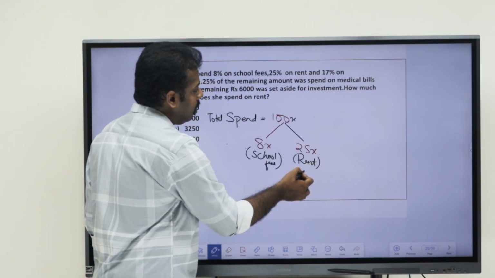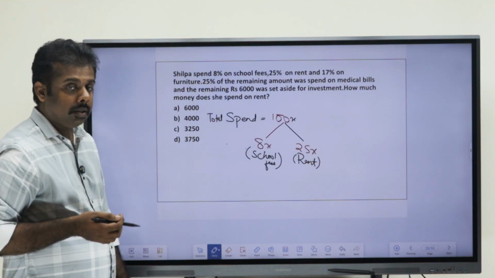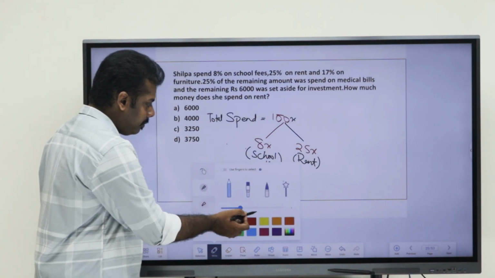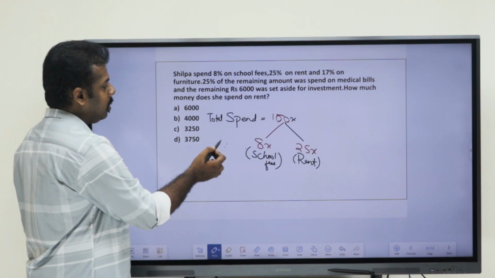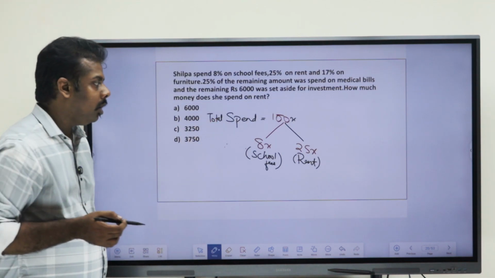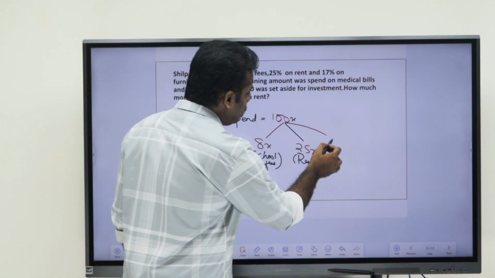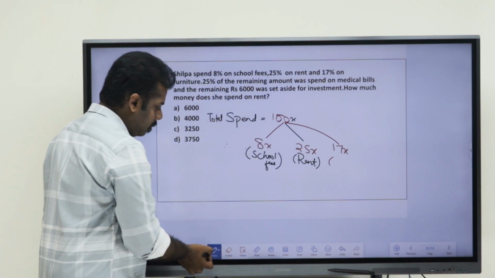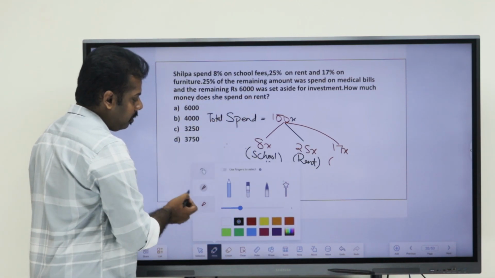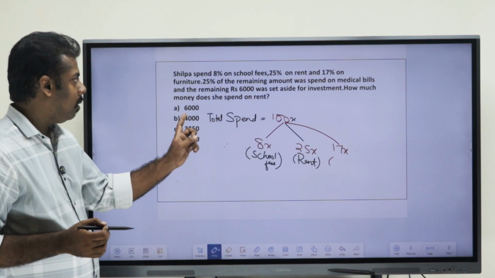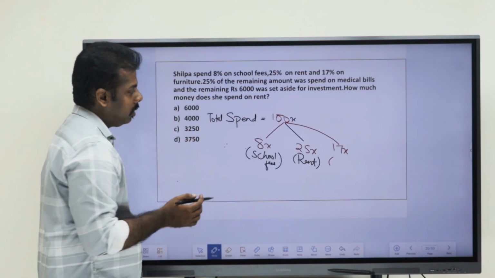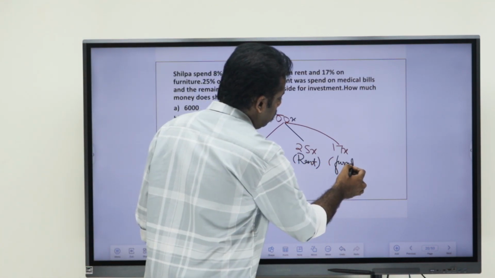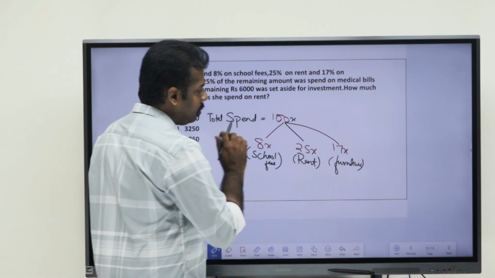Now the next point, what does it say? 17% on furniture. So furniture also 17%. That is also easier, because she has spent 100x in total, then 17% will be 17x. That is what she has spent on furniture. So till this much it is a bit more easy now.